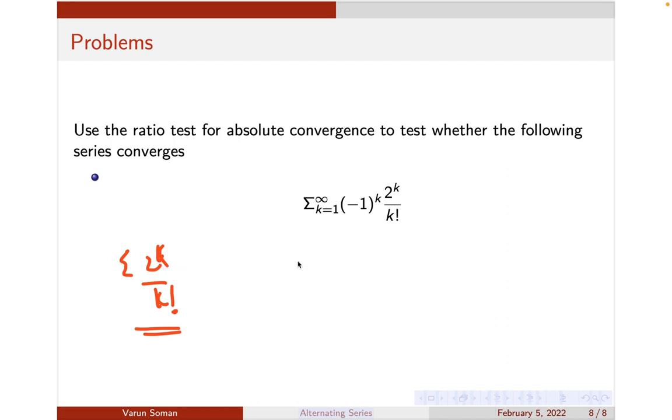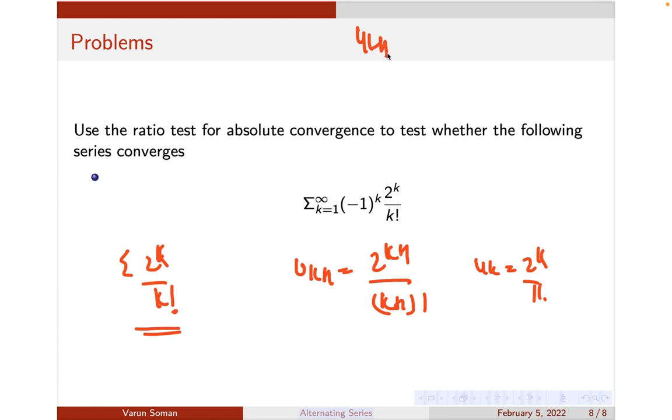So for the ratio test, I'll look at u_{k+1}, which is nothing but 2^(k+1) by (k+1) factorial, and your u_k is 2^k by k factorial. So what is your u_{k+1} by u_k? It is nothing but 2^(k+1) by (k+1) factorial into k factorial by 2^k.